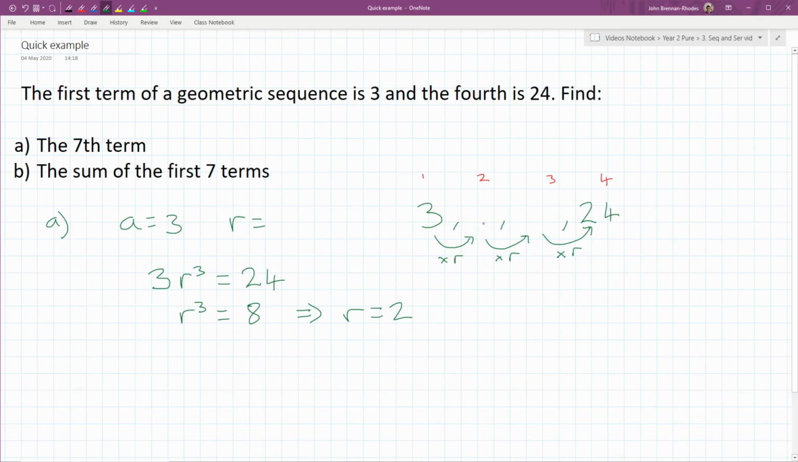Now let's just check that. 3 times 2 is going to be 6. 6 times 2 is 12, and 12 times 2 is 24, so it works out, and that is our value of r.